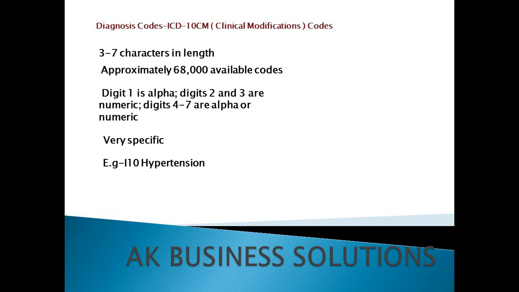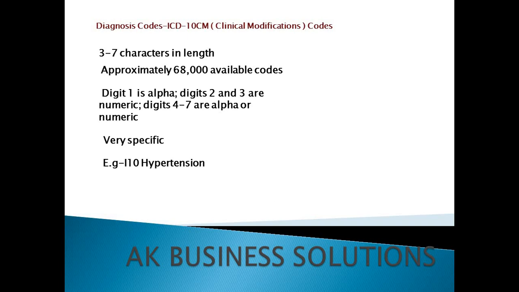In the ICD-10 code set, codes are generally 3 to 7 characters in length. There are approximately 68,000 available codes for all the diseases and symptoms currently. In the code structure, the first character of the code is alpha, the second and third are numeric, and the fourth to seventh are either alpha or numeric. So ICD-10 codes are very specific. An example is hypertension: I10 is the code used for hypertension.